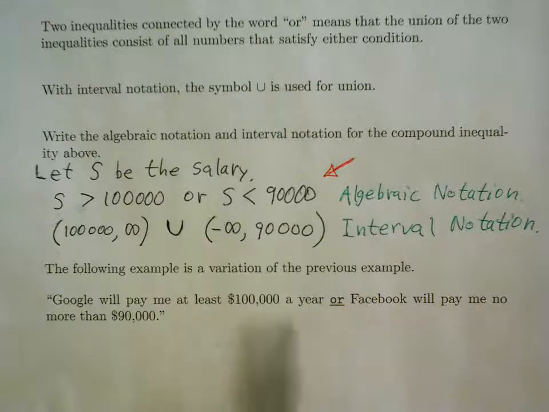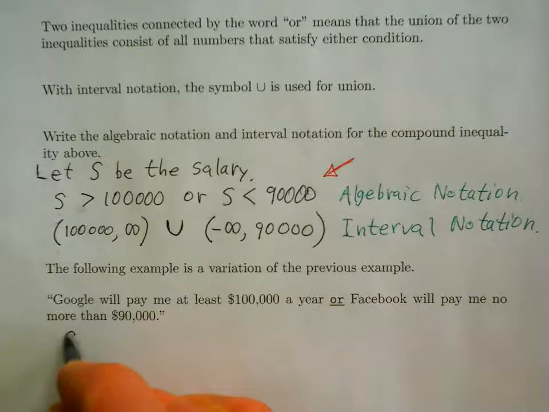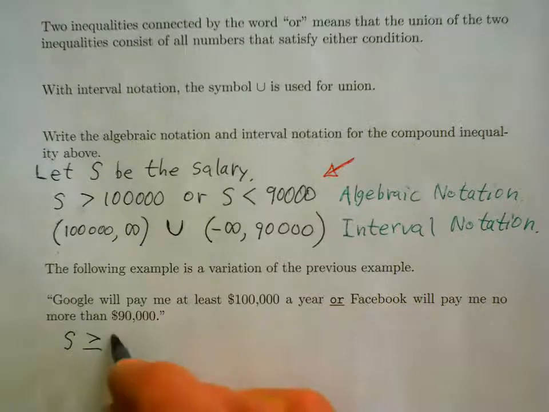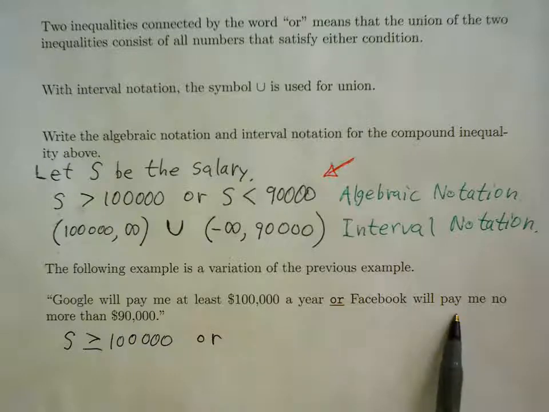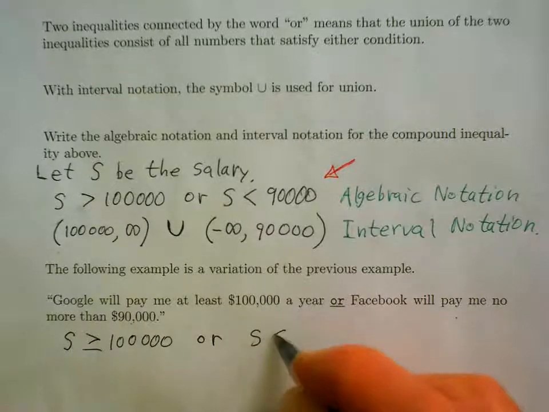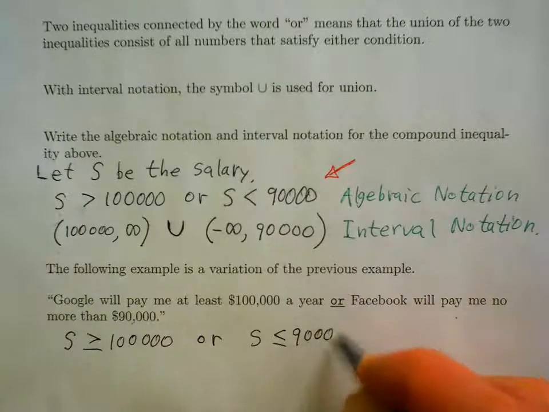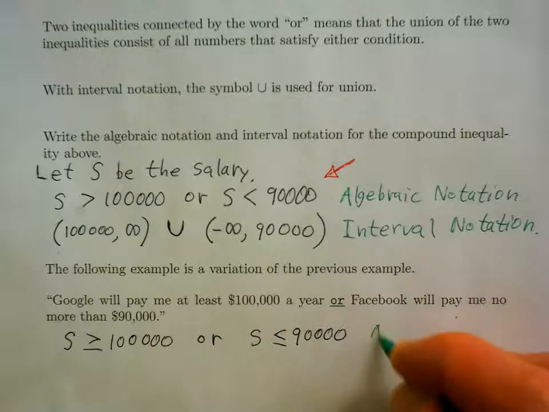Okay, so this time, if we let S be the salary, if the salary is at least 100,000, then we would write S is greater than or equal to 100,000. And then we write the word or. Facebook will pay me no more than 90,000. So that means it could pay 90,000 or less. So we write S is less than or equal to 90,000. Okay, so this is the algebraic notation.